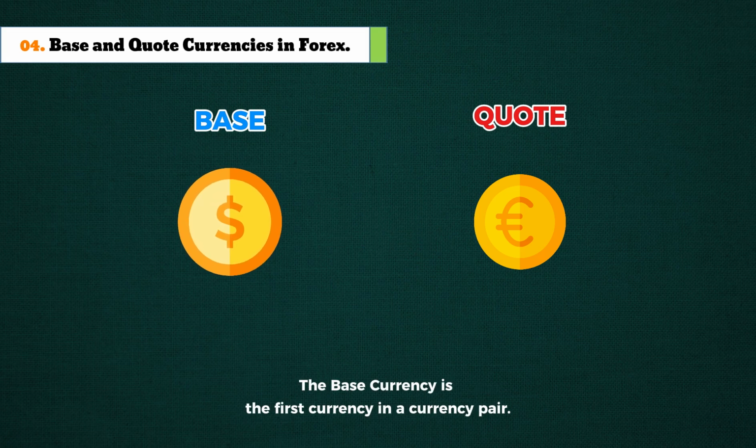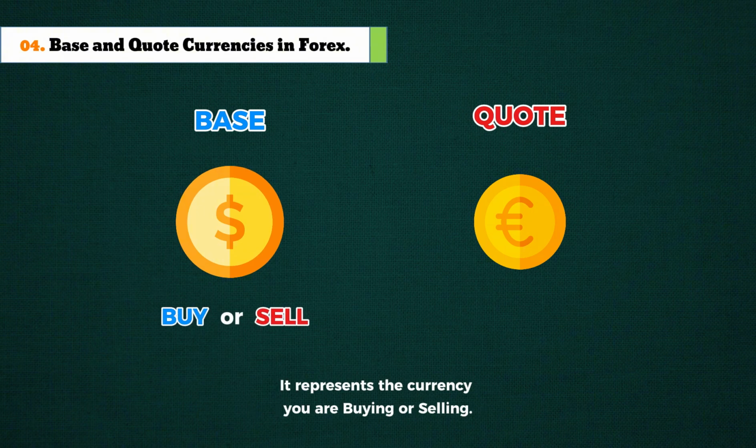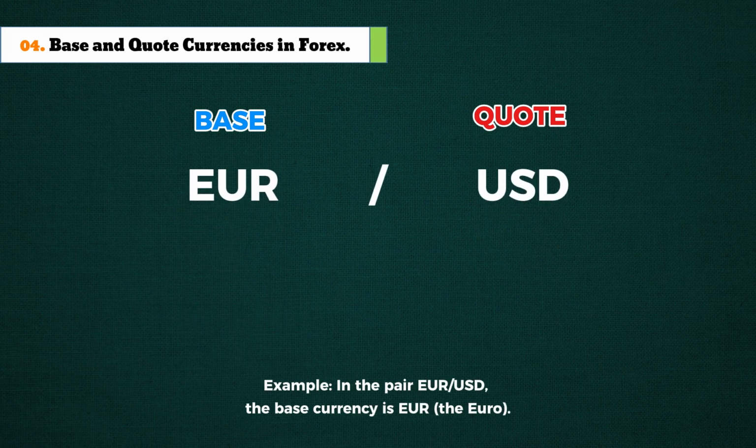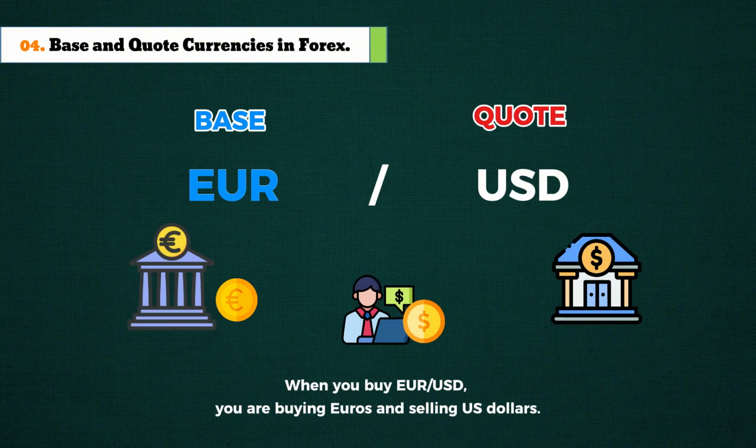The base currency is the first currency in a currency pair. It represents the currency you are buying or selling. Example, in the pair euro and US dollar, the base currency is the euro. When you buy euro USD, you are buying euros and selling US dollars.